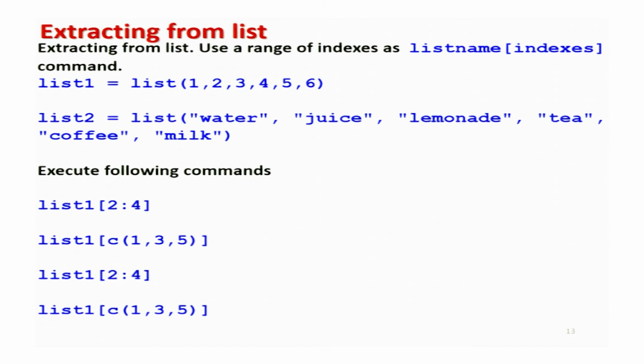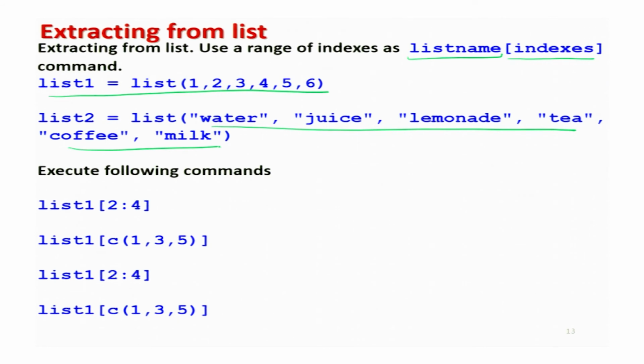The operation is very simple: you simply give the name of the list from where you want to extract, and inside the square brackets you give the location in terms of indexes, and then it will work. So, I consider one more example where I take list 1 as the numbers 1, 2, 3, 4, 5, 6, and in list number 2 I add water, juice, lemonade, tea, coffee and milk. So, I have added some more elements in the earlier list 1 and list 2, and now I try to execute these 4 commands, right, and I try to show you what happens.